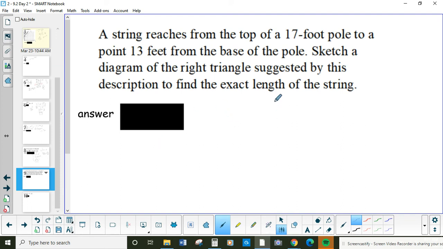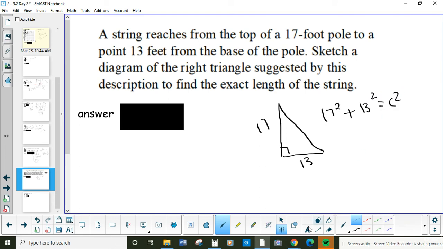So poles are usually perpendicular to your ground. So they say we got a 17-foot pole. They say that it is 13 feet from the base. There's a point, and then there's a string connecting those two. In other words, we have a right triangle. This is Pythagorean theorem. We go 17 squared plus 13 squared equals c squared.